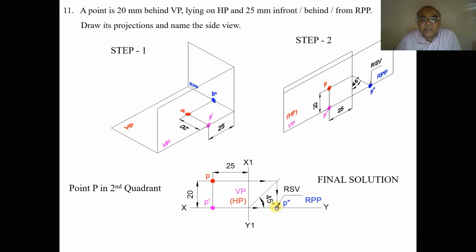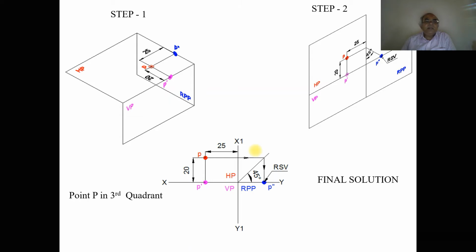So that means it is lying on HP and this distance is behind VP. So since it is behind RPP, obviously you should get the right side view. So this is how we can analyze this problem in the second quadrant. Now we are going to consider the same problem in the third quadrant.